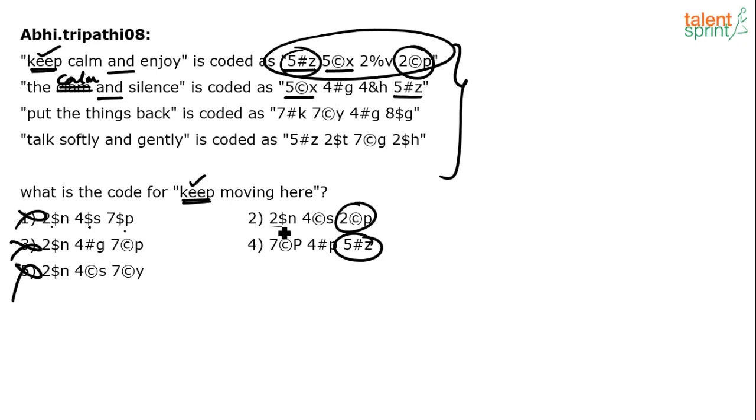So it looks like option 2 satisfies the other condition as well. Let's look at option 4 now. 7 copyright P, 7 copyright P, 7 copyright P, 7 copyright Y. And here we have 7 copyright G. So 7 copyright P is uncommon, which is okay. 4 hash P, 5 hash Z, 4 hash G, 4 hash G, 4 hash G. So option 4 also satisfies.